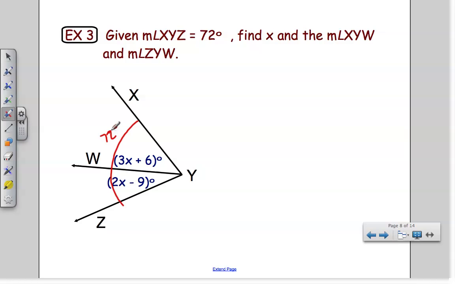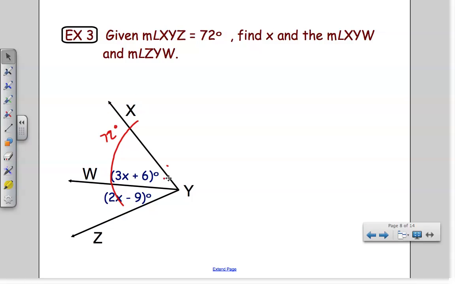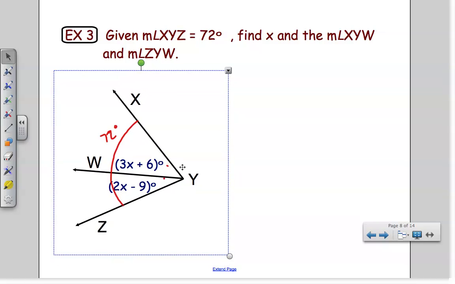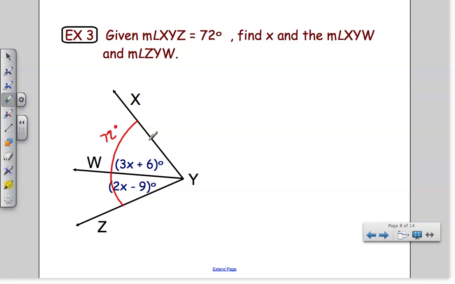Well, if 72 is the entire angle measure XYZ, what can I do with these two parts, these two smaller angles that make up this larger one? We just talked with angle addition that you can add two smaller angles together to get the full angle measure. That's what angle addition gives us. So let's add these two angle measures, the 3x plus 6, I'm going to add that to 2x minus 9. And I know that together those angles have a measure of 72 degrees.